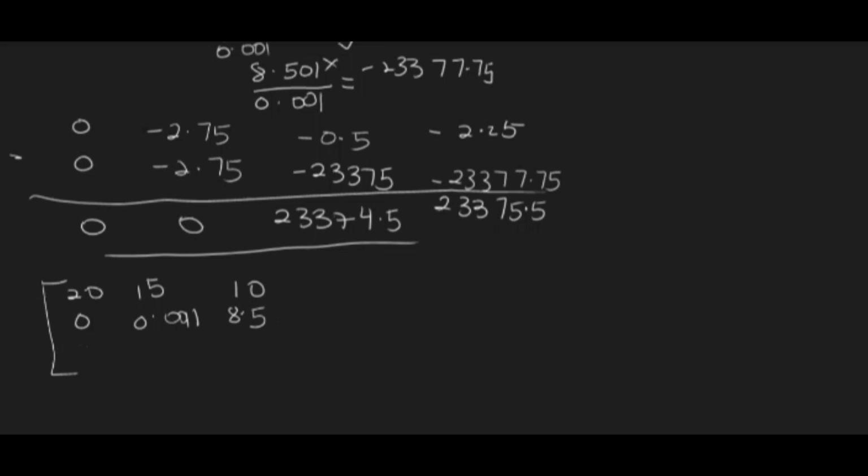Then this side will be 0. That's the new entries. 0, 23377.4.5. Then we close it. We have x1, x2, x3.